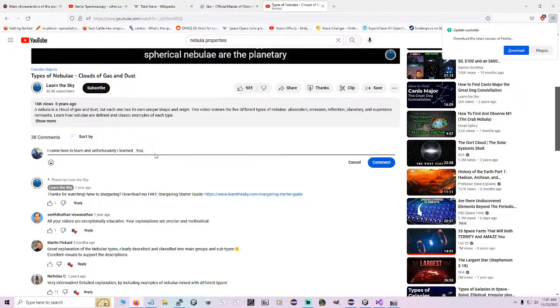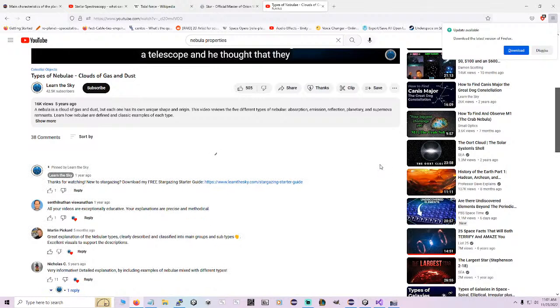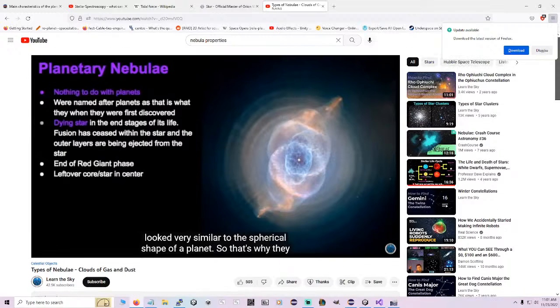The first type of spherical nebulae are the planetary nebulae, but the name is slightly misleading because these types of nebulae have nothing to do with planets. They were first named when William Herschel in 1785 observed these through a telescope, and he thought that they looked very similar to the spherical shape of a planet. So that's why they were named planetary nebulae.